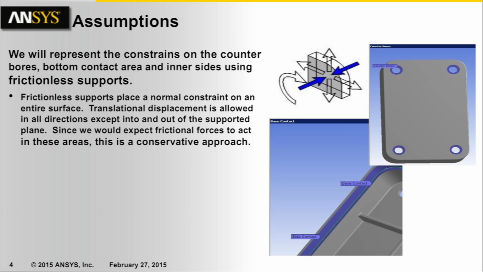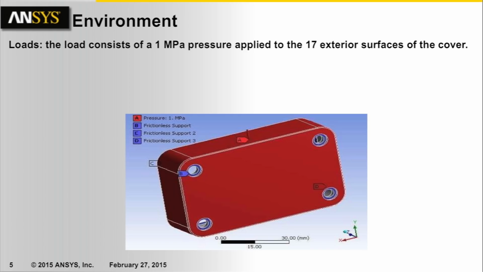The environment that the model is going to be in consists of a 1 megapascal pressure applied to the 17 exterior faces of the cover. So you can imagine that there's some sort of fluid, liquid, gas, etc. that's pressing against this cover, trying to collapse it. And this is at a pressure of 1 megapascal.